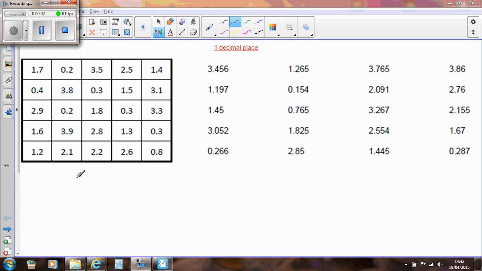This is a video to help you with rounding. So we're going to do 1 decimal place, 2 decimal place, some money, nearest 10, nearest 100, and nearest tenth. So here we've got 1 decimal place.